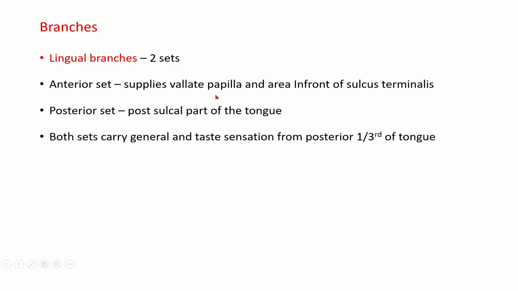The anterior set supplies the vallate papillae and the area just in front of the sulcus terminalis. The posterior set supplies the post-sulcal part of the tongue. Both sets carry general and taste sensations from the posterior one third of the tongue. From the anterior two thirds, in front of the vallate papillae, general sensation is carried by the lingual nerve, and taste sensation by the chorda tympani nerve.